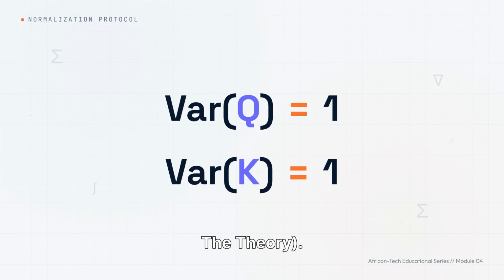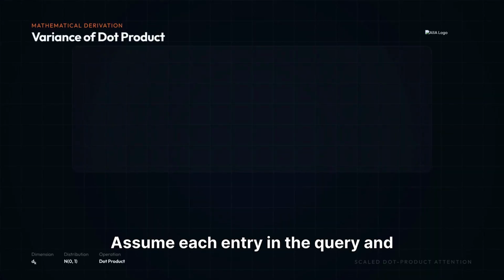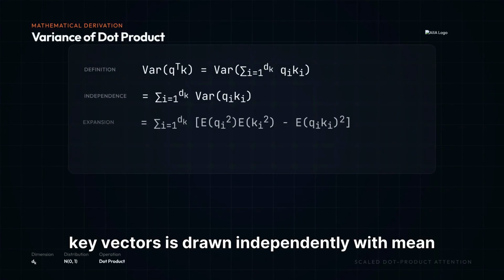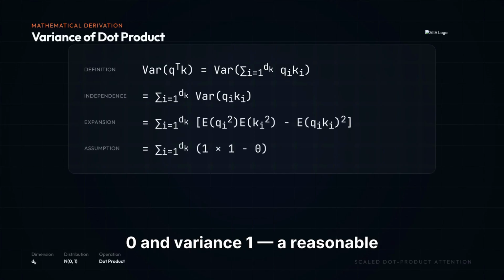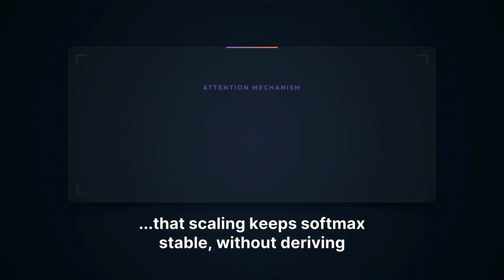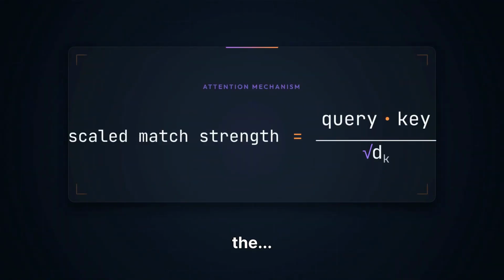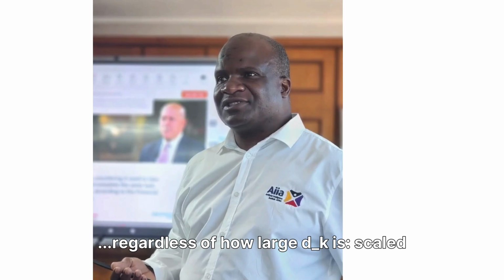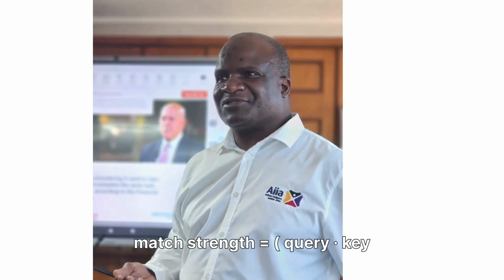Assume each entry in the query and key vectors is drawn independently with mean 0 and variance 1, a reasonable assumption near initialization. That scaling keeps softmax stable regardless of how large d sub k is. Scaled match strength equals query dot key divided by the square root of d sub k.